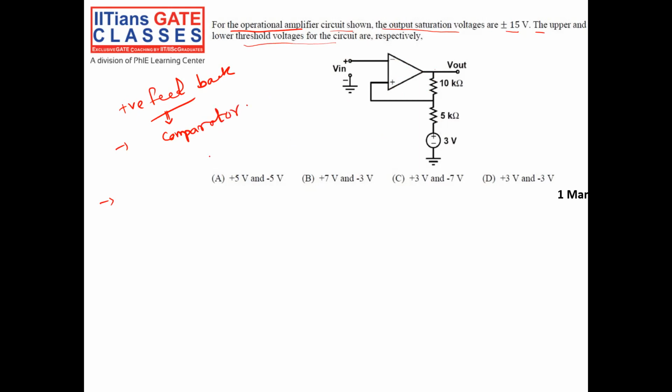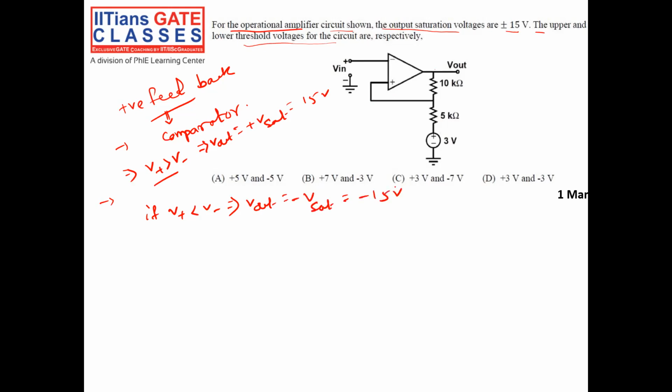This implies that if the potential at the positive terminal is greater than the negative terminal, then V out is equal to plus V saturation, which here is 15 volt. The second condition is if V plus is less than V minus, then my V output will be equal to minus V sat. In this case, it is minus 15 volt.